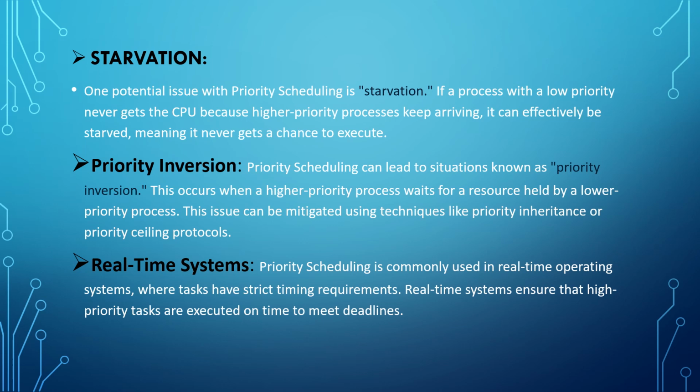Next, real-time systems. Priority scheduling is commonly used in real-time operating systems where tasks have strict timing requirements. Real-time systems ensure that high-priority tasks are executed on time to meet deadlines. These real-time systems check and ensure that high-priority tasks are executed in time or not. That's it, and it has strict timing requirements.